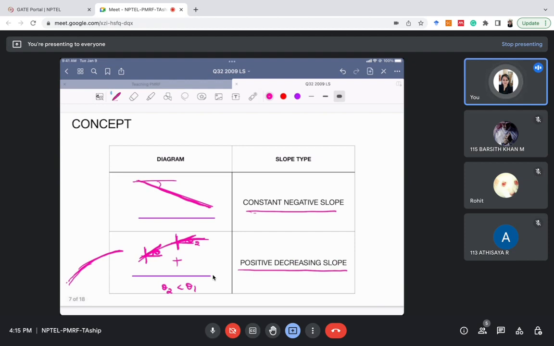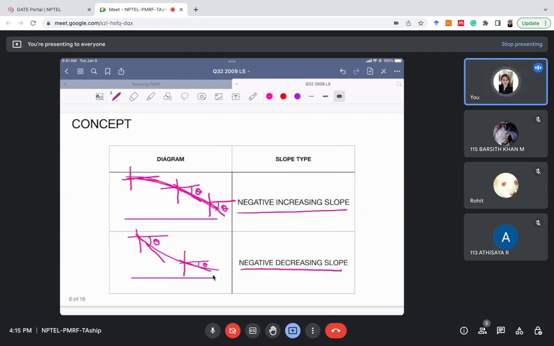This is also constant everywhere. If I draw the tangent, it will be theta everywhere, but it is constant negative slope because it is going downwards. Then positive decreasing slope, as I've told you already, is going in the positive direction but constantly decreasing. This is negative increasing slope, and similarly this is negative decreasing slope. Please note down the shapes.